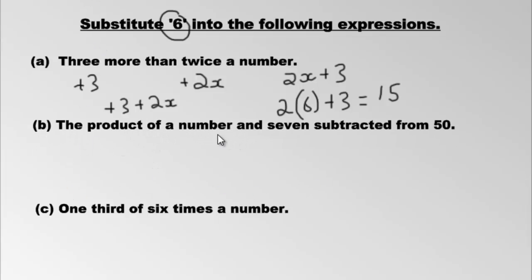The product of a number and 7. The product means times. The product of a number and 7, okay, so that's 7x. Here's the number, here's the 7, they're being multiplied.